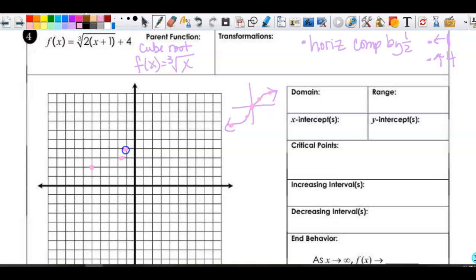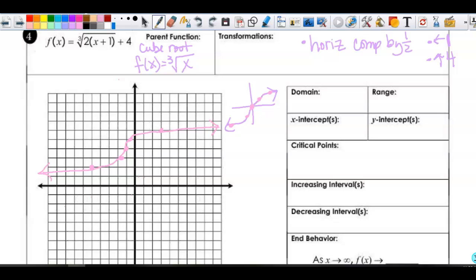Now, you can use symmetry to find your other points, if that makes sense to you. If not, then we're just going to keep on doing this. I'm at (1, 1), horizontal compression by 1/2, move to the left 1, and up 1, 2, 3, 4. All right, and then I'm going to go to (8, 2), and then my horizontal compression by 1/2, so my x value becomes 4. Then I move to the left 1 and up 1, 2, 3, 4. And then here is my graph.